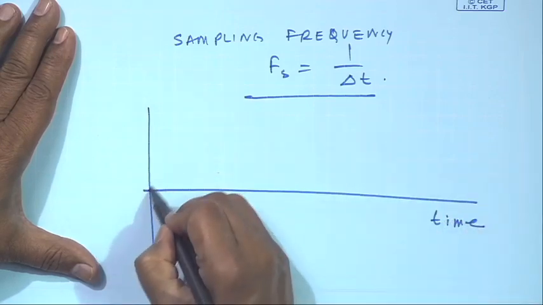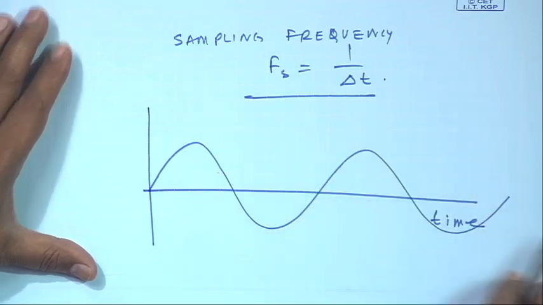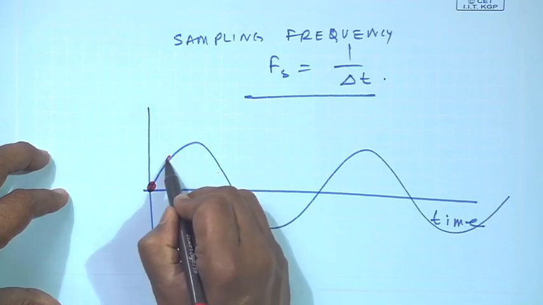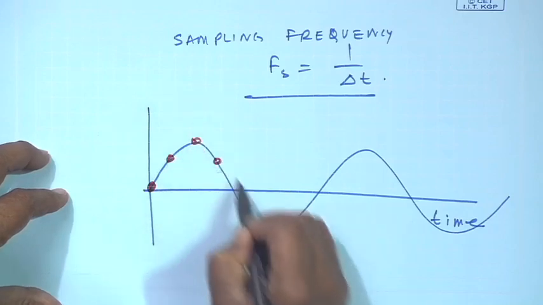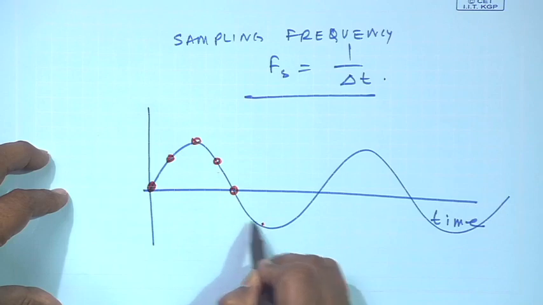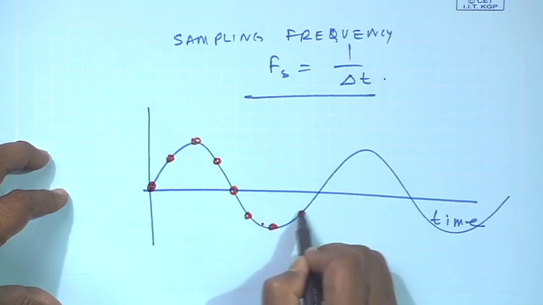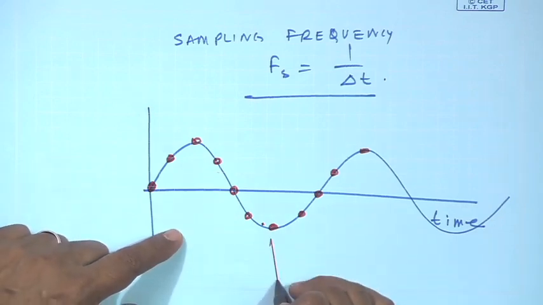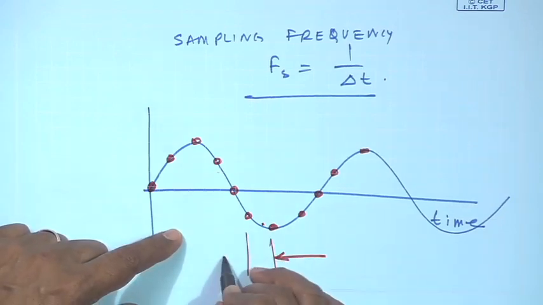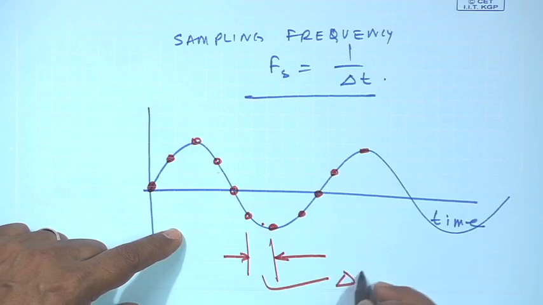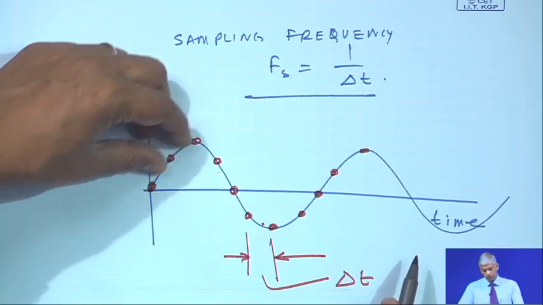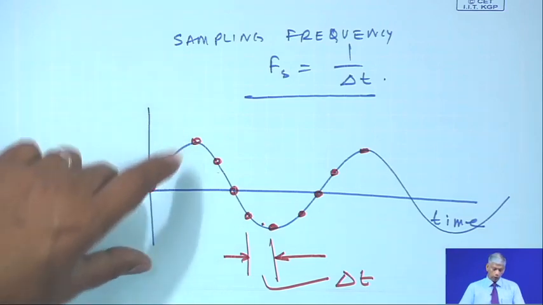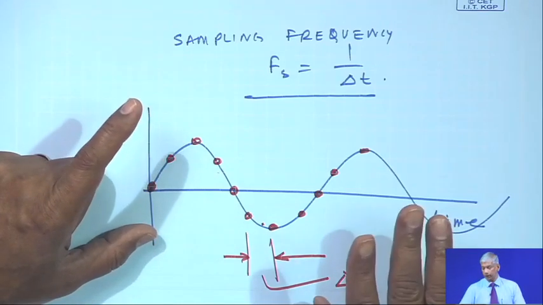Imagine I have an analog signal of this nature, and I sample at a few points shown by these red dots. That means I am picking values at equally spaced sampling intervals. So, if I join these red dots, I will get my original white signal.